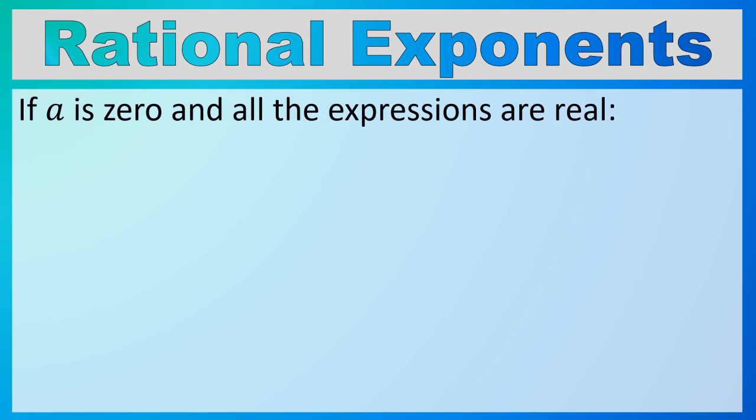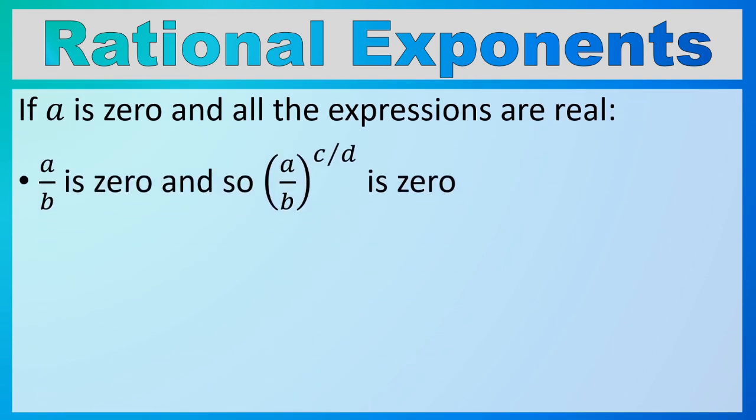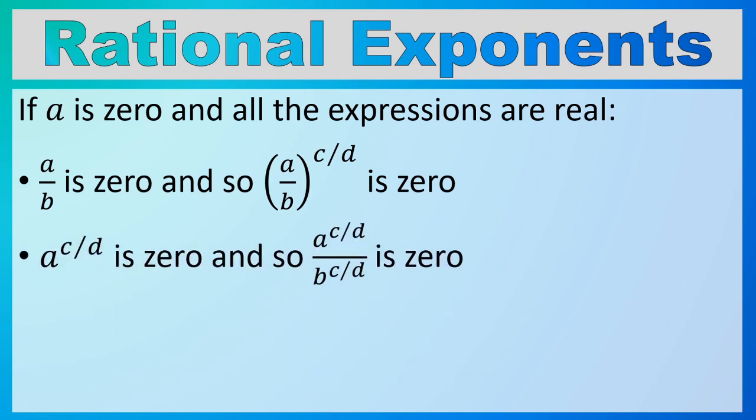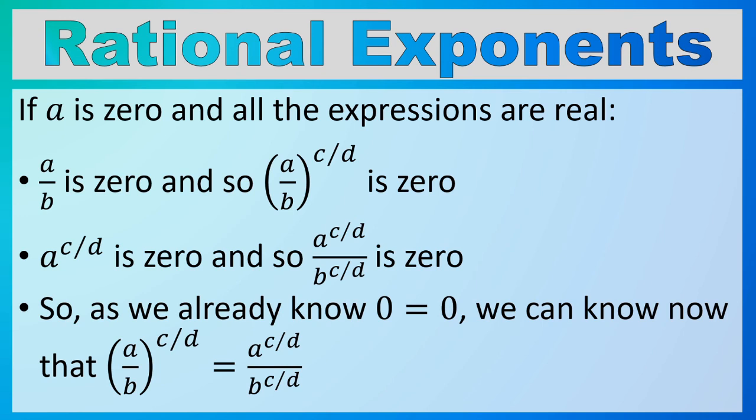If a is 0 and all expressions are real, then a over b is equal to 0, and so that expression is 0. That expression is 0, and so that expression is 0. And so as you already know that 0 is equal to 0, we can now know that that expression is equal to that expression. Now, however, we cannot have b to be 0 because then we have undefined expressions.